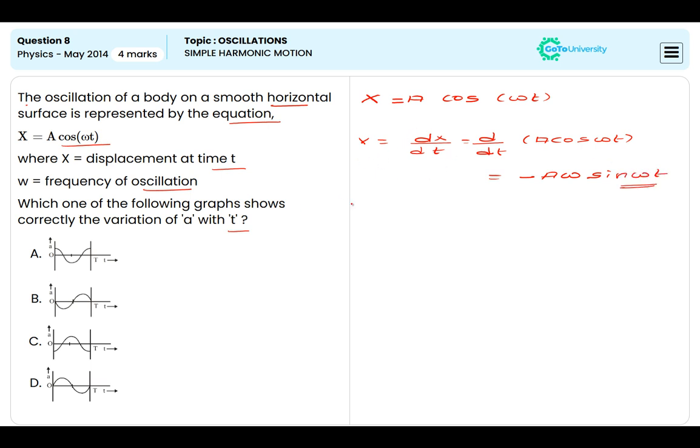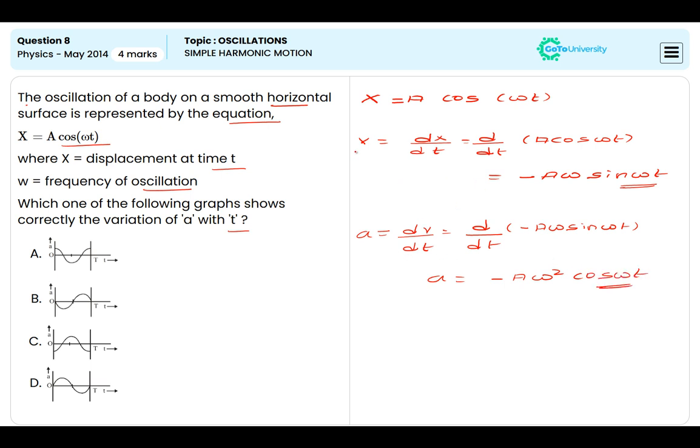Now if I'm going to find the acceleration here, acceleration is velocity by time taken, that is dv/dt. So dv/dt is d/dt of minus a ω sin ωt. Then we get the answer a = minus a ω² cos ωt.